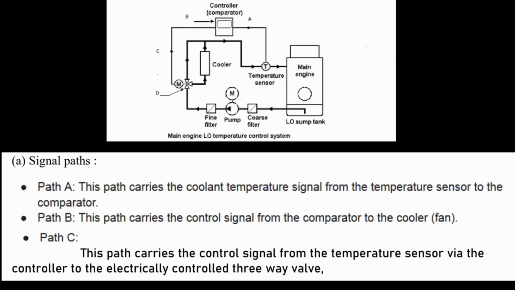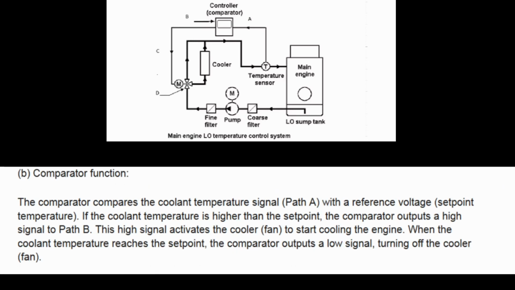A. Signal paths. Path A. This path carries the coolant temperature signal from the temperature sensor to the comparator. Path B. This path carries the control signal from the comparator to the cooler fan. Path C. This path carries the control signal from the temperature sensor via the controller to the electrically controlled three-way valve.